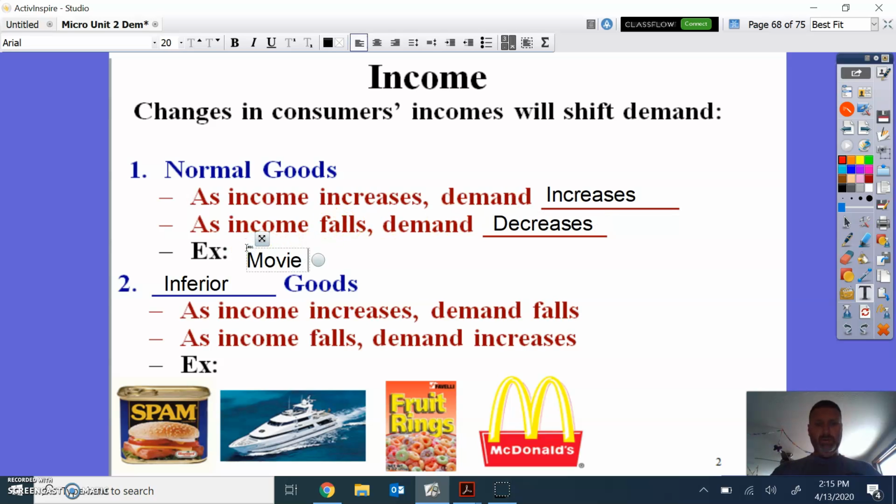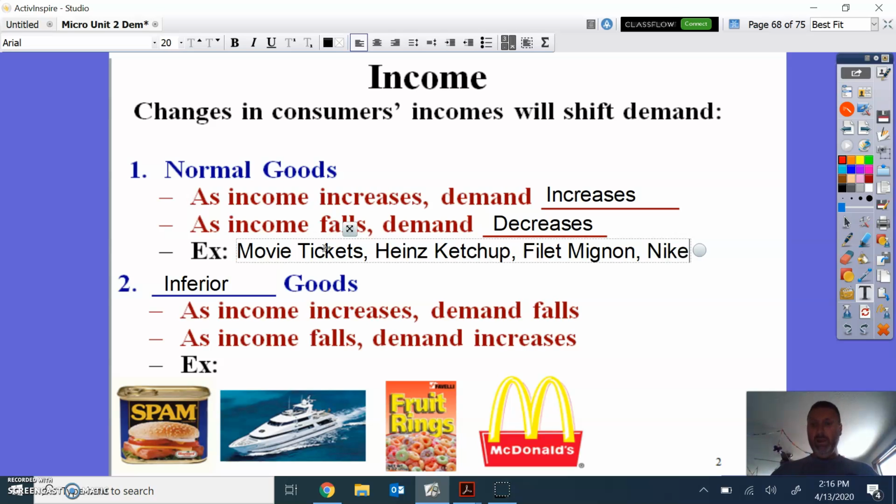Movie tickets are a normal good. Heinz ketchup is a normal good. I'm not buying anything else, I'm buying Heinz. I'll get to what the other thing is here in a moment. Filet mignon, that's very nice, a very good cut of beef. I'm trying to think of other things. Normal: Nike, Lululemon.